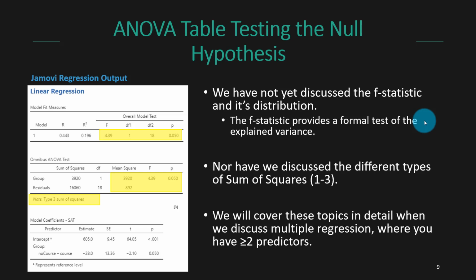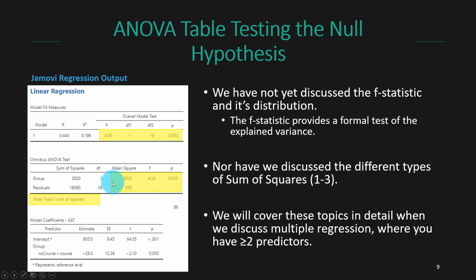We've not discussed the F statistic and its distribution, and we're going to be talking about that in more detail as we add variables to our regression models. But the main takeaway right now is that the F statistic is a lot like the T statistic, but unlike the T statistic, where we're talking about the distribution of sample means or the distribution of sample slopes, the F statistic provides a formal test for the explained variance.